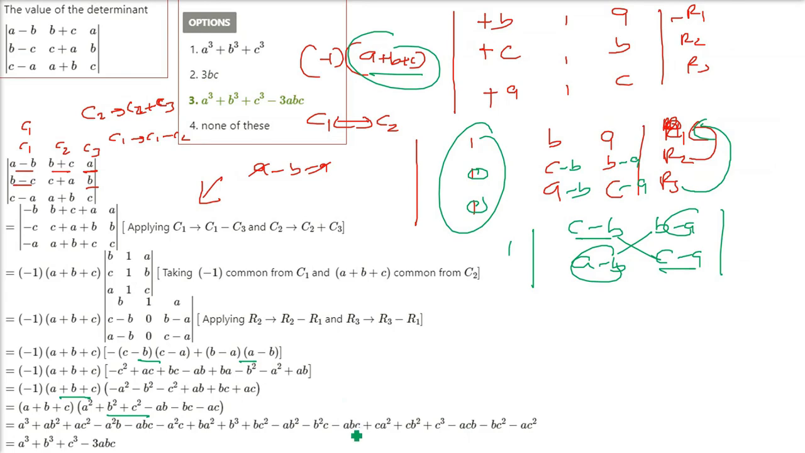So you'll get only 3 ABC. This is 3 ABC and A cube, B cube and C cube only will remain. Others all will be 0. Because let's see this BC square. So we have a BC square plus and BC square negative. So you can just cancel it out. Okay.